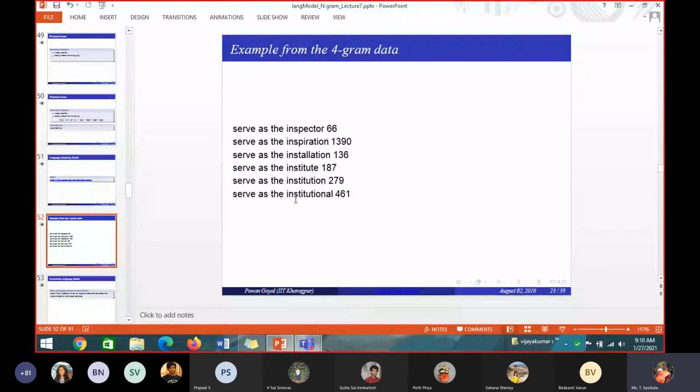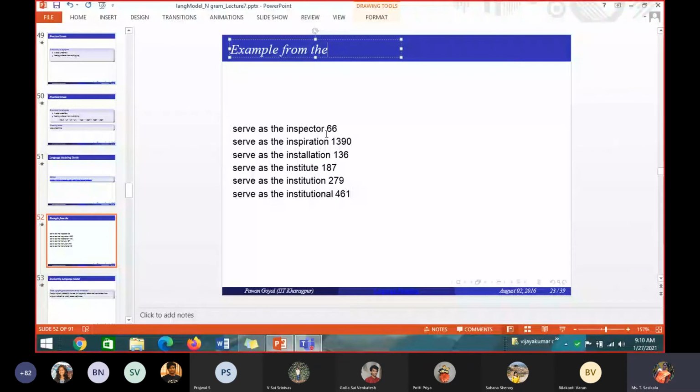This is an example: serve as inspector, serve as the inspiration. I have one data set: serve as the installation, serve as the institute, serve as the institution, serve as the institutional. These are all occurring these many times in my corpus. So this is an example for which gram?